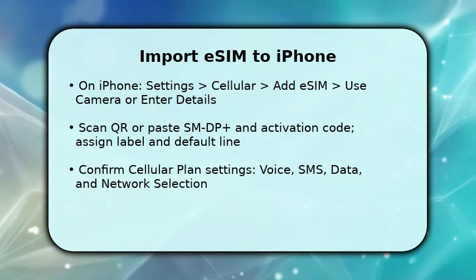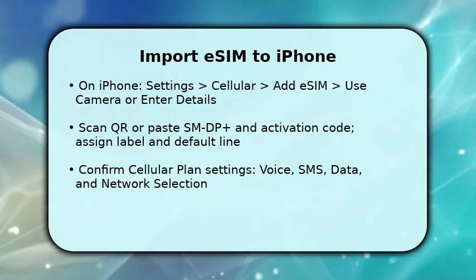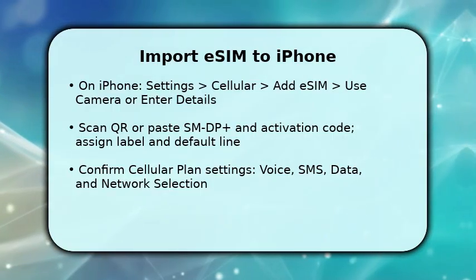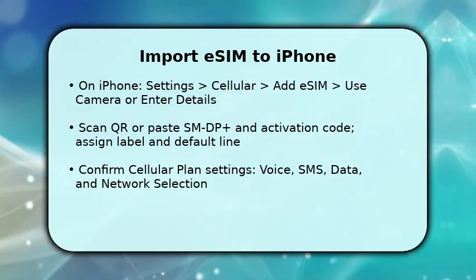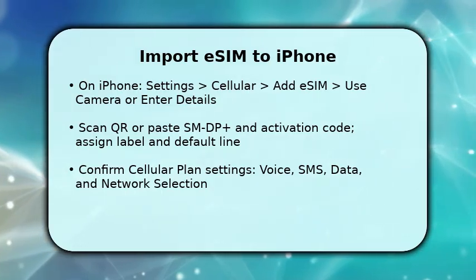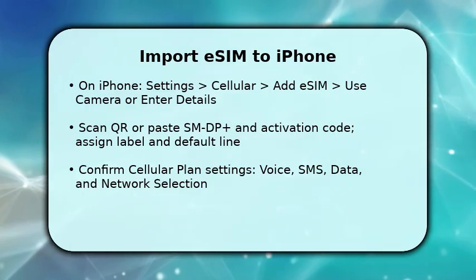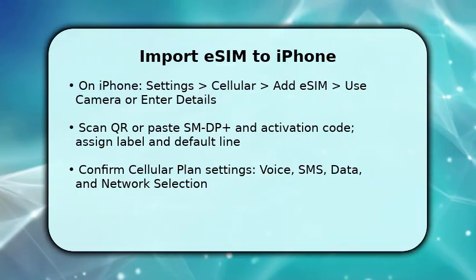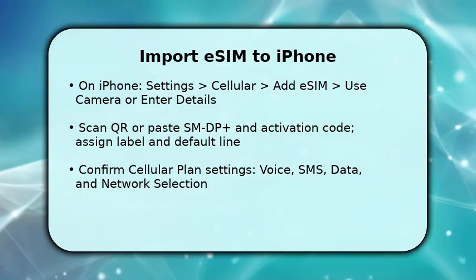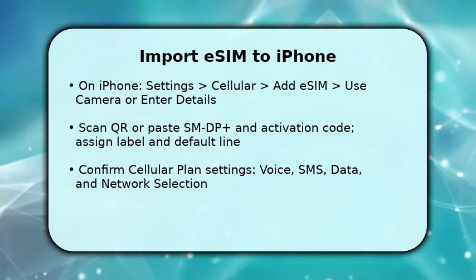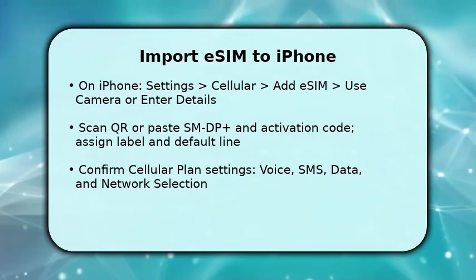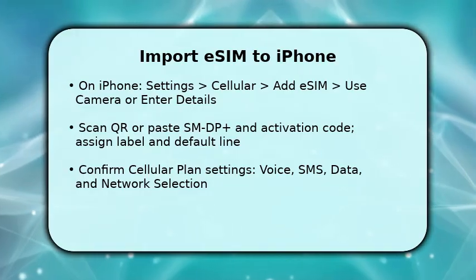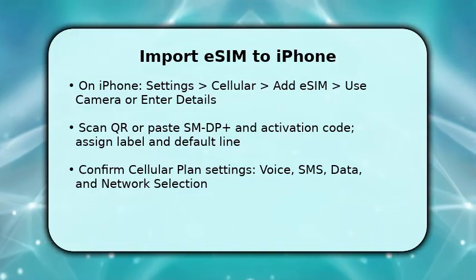Now you move to the iPhone 17 Pro Max and open Settings, Cellular, Add eSIM. Use the camera to scan the QR from the Android export or manually enter the SMDP Plus address and activation code. This is the critical handoff. After the profile appears, assign a label, choose your default line for calls and data, and confirm cellular plan settings such as voice, SMS, and data. Make sure to toggle data roaming or network selection as your carrier requires, and wait for activation confirmation.